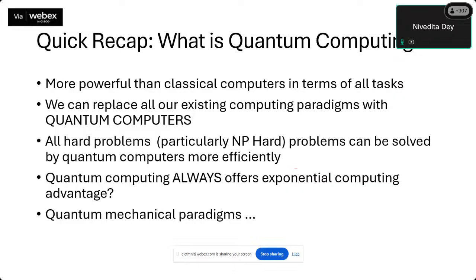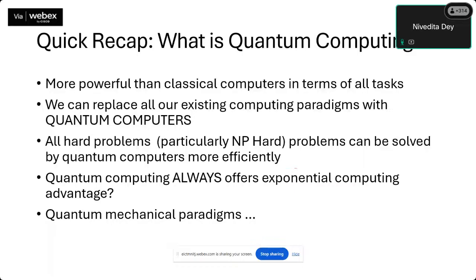Then comes the third point: all hard problems. We know what a hard problem is. Just remember the example of TSP, which is one such hard problem based on the Hamiltonian cycle. So, can all hard problems, particularly NP-hard problems, be solved more efficiently by quantum computers? Is it true or false? The answer is we cannot comment on it, because for a few hard problems quantum computers are already able to provide a better solution. It can outperform the classical counterpart, but it is not really proven yet. So you cannot perfectly map classical and quantum in terms of efficiency. We have to check it out.